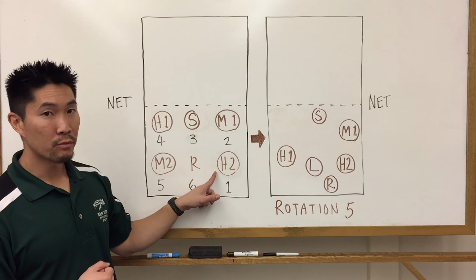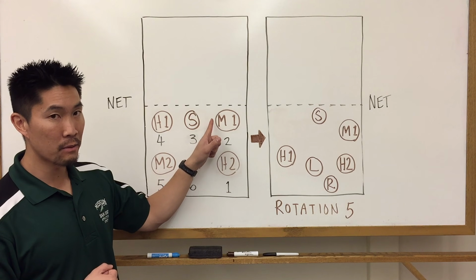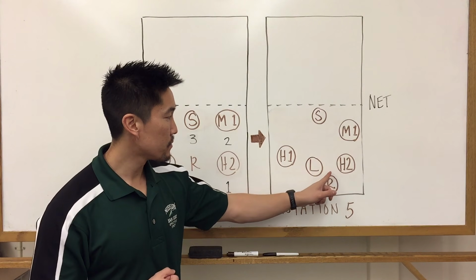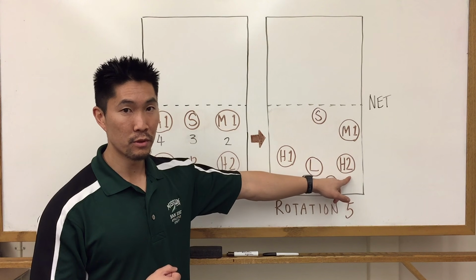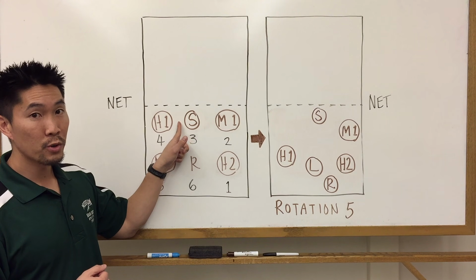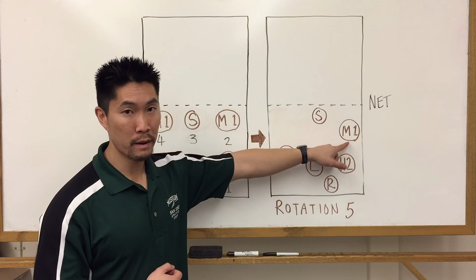The H2 stays in the right back to pass, and as long as the H2 does not go in front of the M1 or to the left of the right side, the H2 will be in rotation. The setter stays in the middle because that is where you want to receive the pass from, and the M1 stays in the right front to prepare to hit.